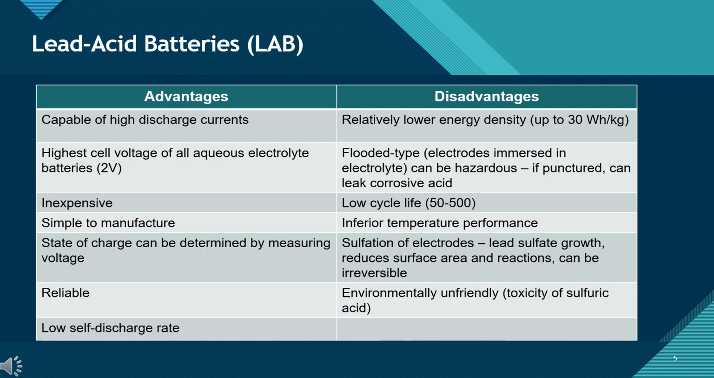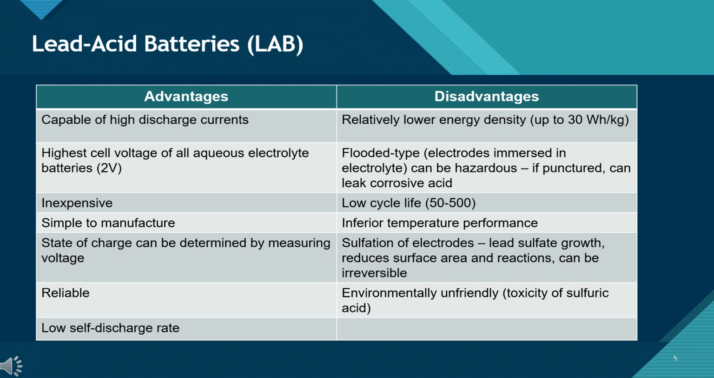Lead-acid batteries have some clear strengths and weaknesses. On the plus side, they are capable of delivering very high discharge currents, which makes them reliable for applications that require a quick burst of energy, such as starting a car engine. They also have the highest cell voltage among aqueous electrolyte batteries, about 2 volts per cell.